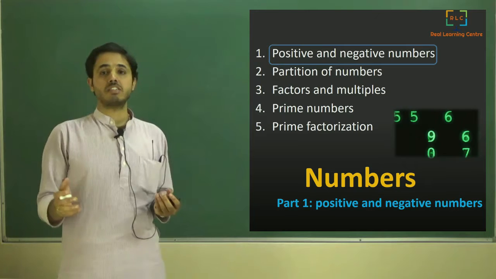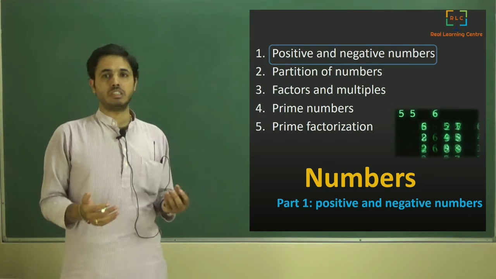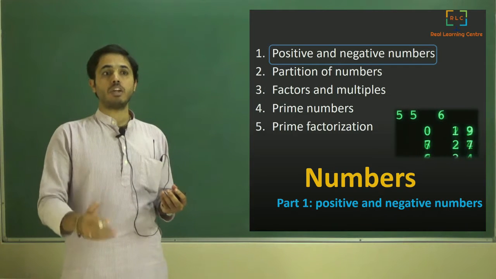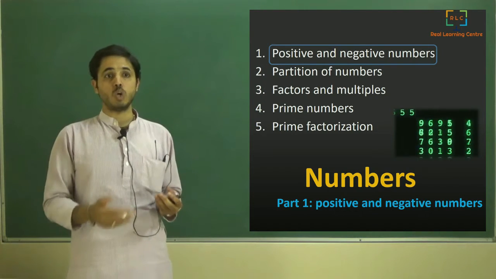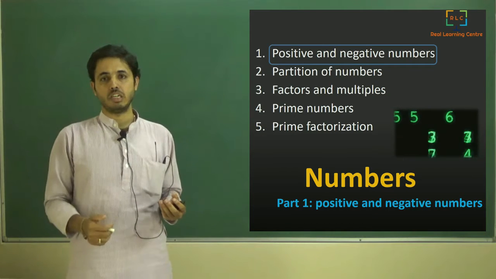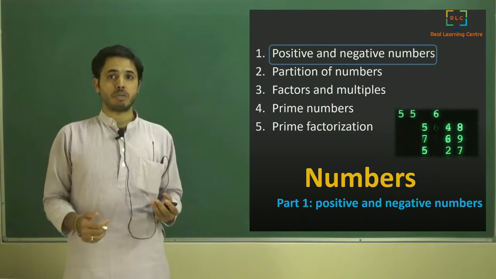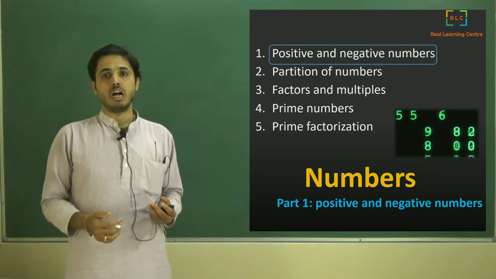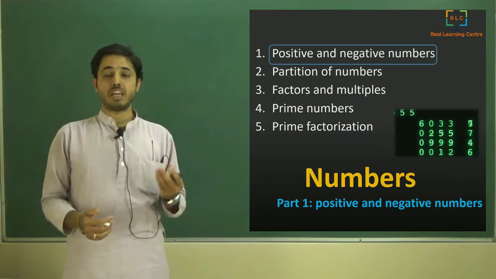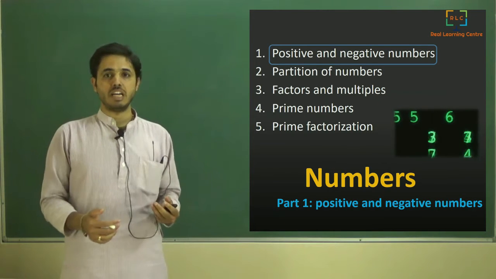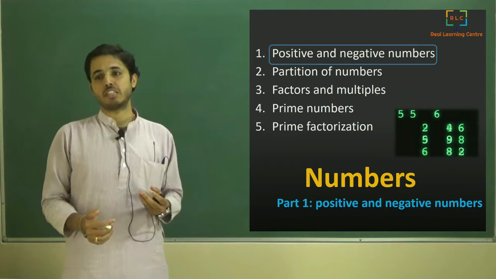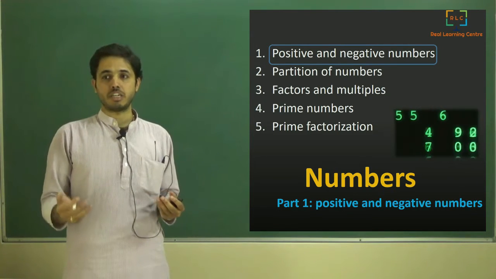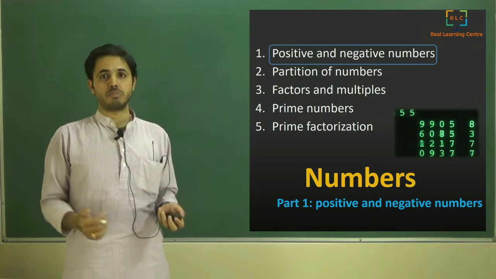Third subtopic, factors and multiples. Given a number, what are the factors? And what are the multiples of that number? And how do we make use of the factors and multiples? And the ever fascinating topic of prime numbers. What are prime numbers? And how we can factorize any given number as a product of prime numbers, that is called prime factorization. So we are going to learn all this, and today's topic is positive and negative numbers.